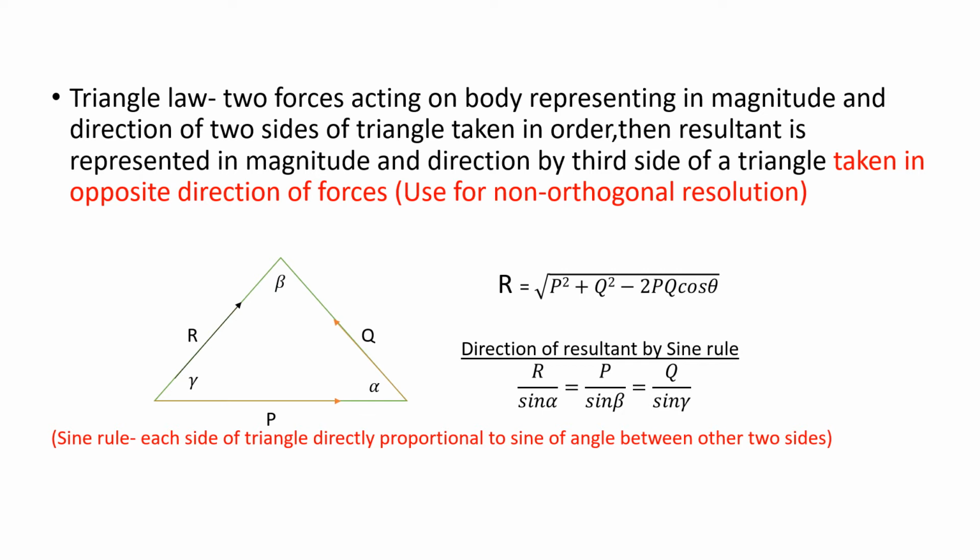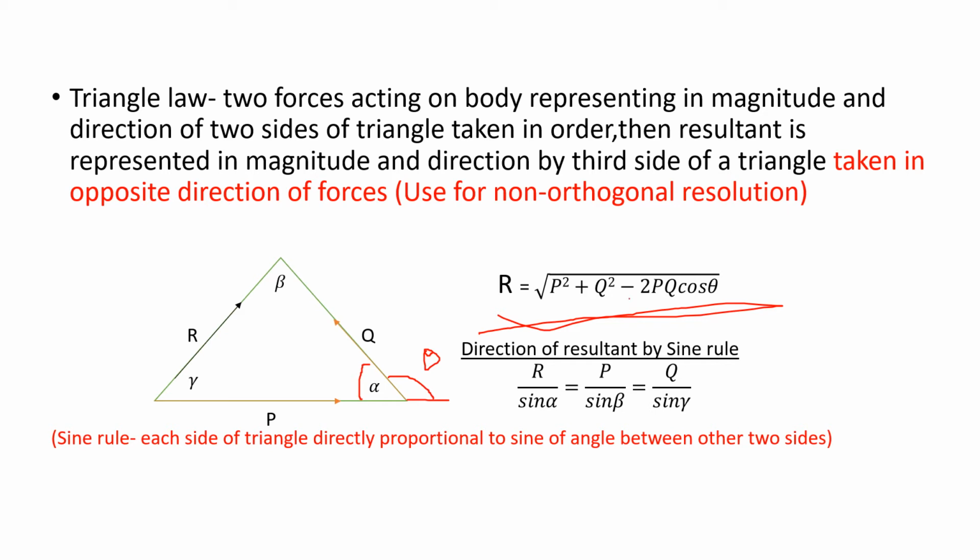Here the resultant R is equal to the root of P square plus Q square minus 2PQ cos theta. Here is the minus sign due to the trigonometric function. If we consider the theta along this, theta is the angle between the forces. If here the angle is theta, then this angle must be equal to 180 minus theta. So cos of 180 minus theta, if we put in the parallelogram law, is equal to minus cos theta. That's why we have got the minus here.